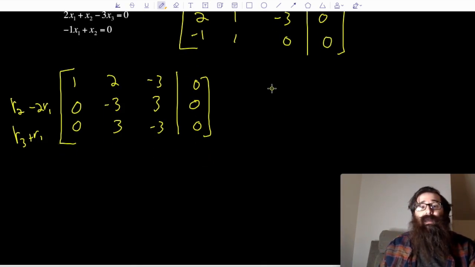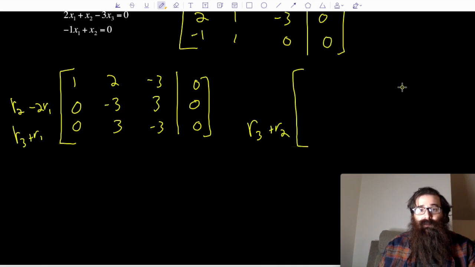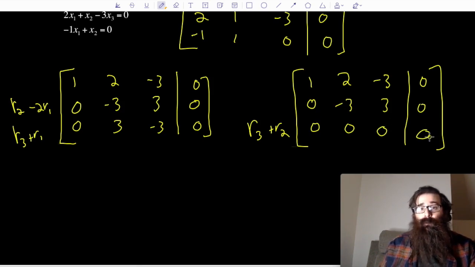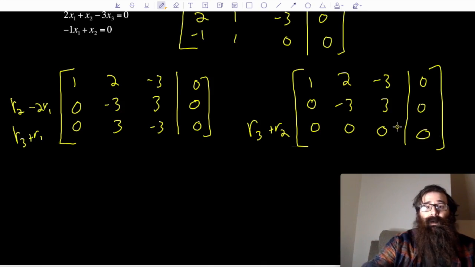Now, I could go and scale. I'm going to want to do that at some point, but you could also reduce right away. So I could go and reduce in row 3, for example. Replace row 3 with row 3 plus row 2. I think that feels like a very human thing to want to do next. So I'll rewrite rows 1 and 2. Reducing row 3, I'm going to get 0 plus 0 is 0, 3 plus negative 3 is 0, negative 3 plus 3 is 0, and 0 plus 0 is 0 again. So I get a row of all zeros there at the bottom.